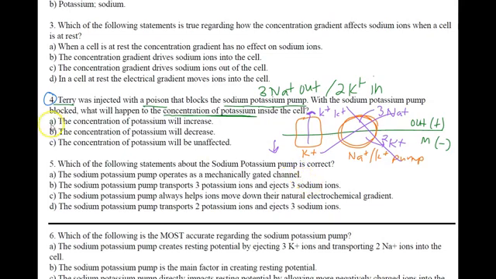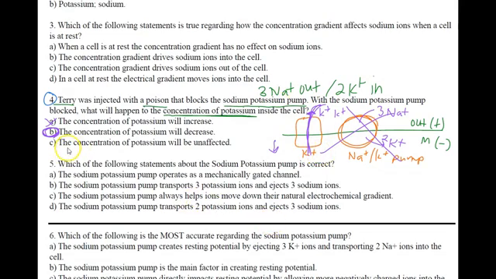Let's continue. Letter A says the concentration of potassium will increase. That's false because potassium is moving out of the cell because the sodium-potassium pump doesn't work. It's blocked. B, the concentration of potassium will decrease. That is correct. I'm thinking of the sodium-potassium pump and tripping. We already know that because potassium is continually being pumped out, going from a high concentration to a low concentration, that has to be correct.